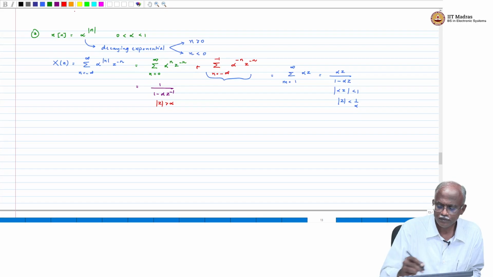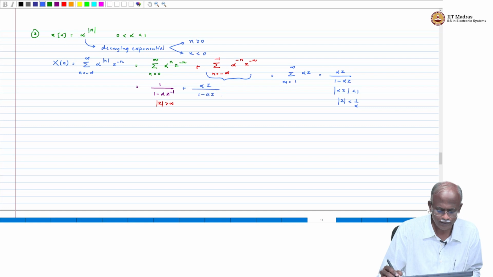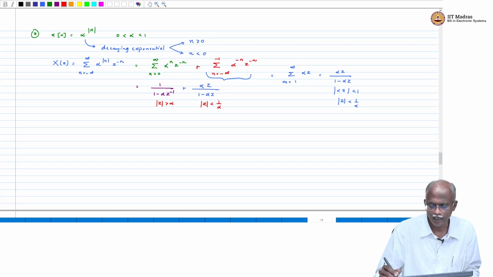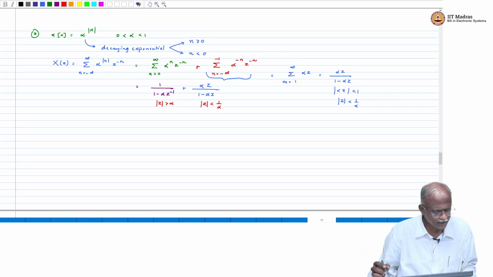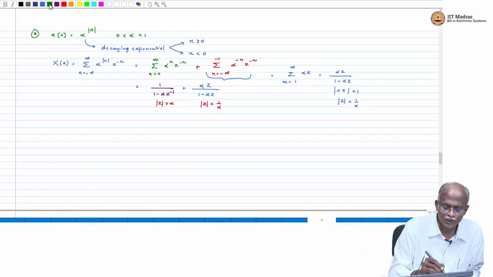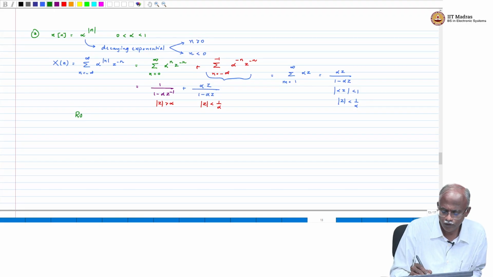So for the second term, we can write the expression as plus alpha z divided by 1 minus alpha z. The region of convergence is mod z less than 1 over alpha. The second term represents a left-sided sequence, and the first term represents a right-sided sequence. Now we must look for the intersection of both these, ROC1 intersection ROC2.